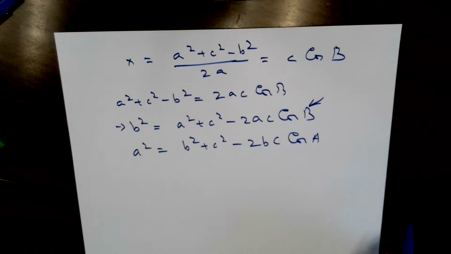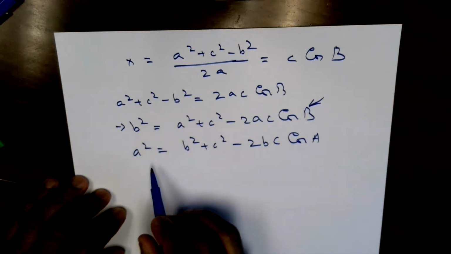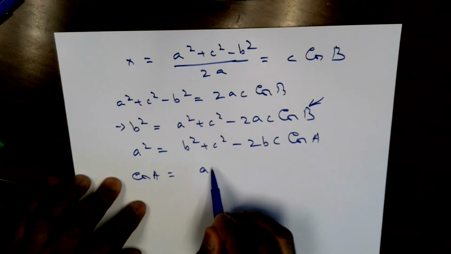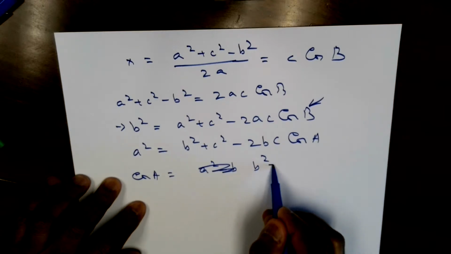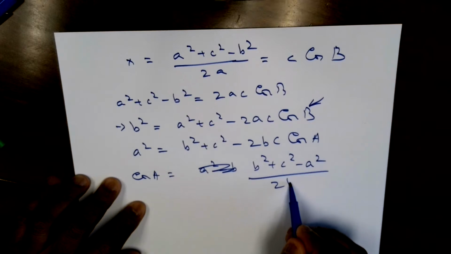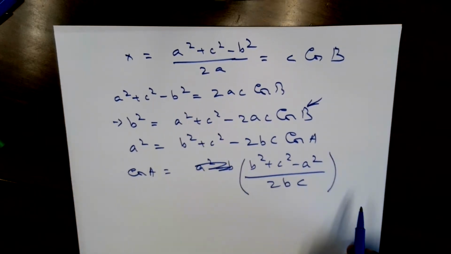And so we got, well, if you want, we have the relation for cos A as b squared plus c squared minus a squared over 2bc. Again, this will be a useful relation I can use.